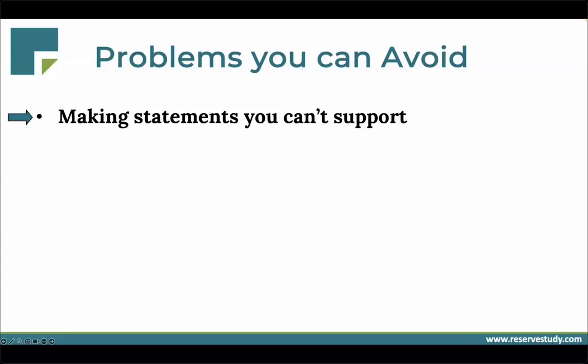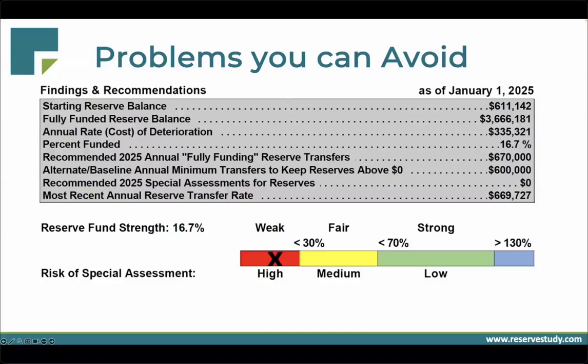Rely on your experts. People can and most definitely will misinterpret your well-intended comments. Therefore, always go to the source, the reserve study or your reserve study provider. And here is an example of a client that I recently worked with that was confused on what they should be doing.